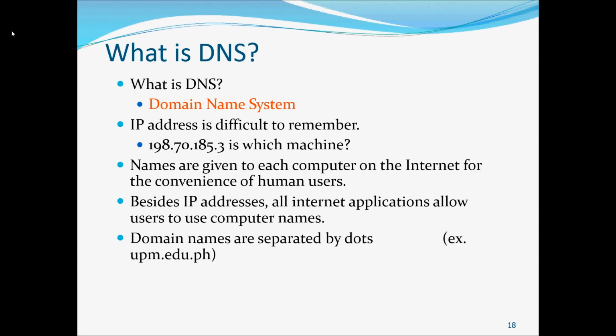Now, naturally, nobody remembers these IP addresses. It's easier to remember Yahoo, Google, and all that. Apple, Google. Anyway, so what happens is names are given to each computer on the internet for the convenience of human users. Besides IP addresses, all internet applications allow users to use computer names. And the domain names are usually separated by dots.